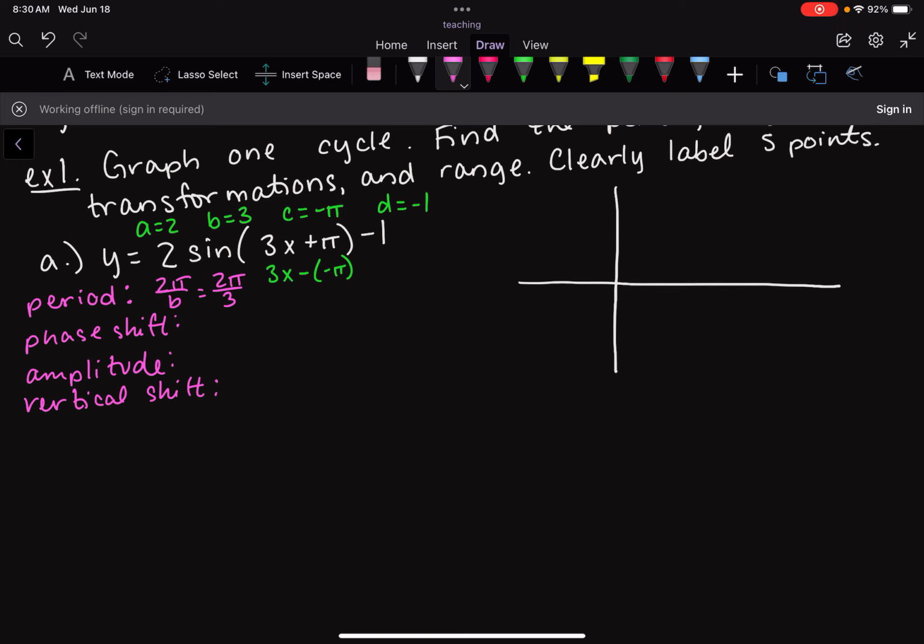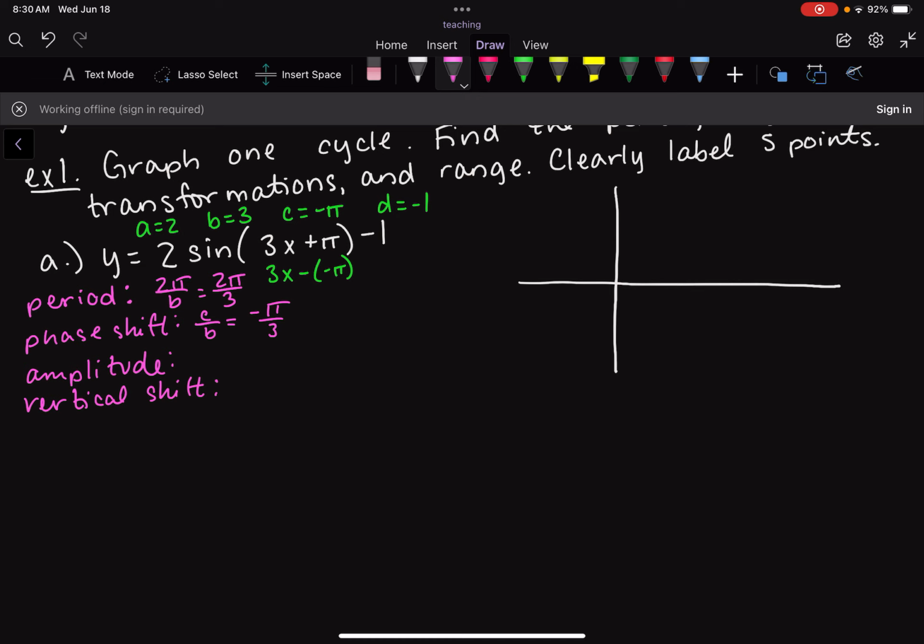My phase shift is C over B. So in this case, it's going to be negative pi over 3. So that also means that when I find my x values, the first x value I get should be negative pi over 3.